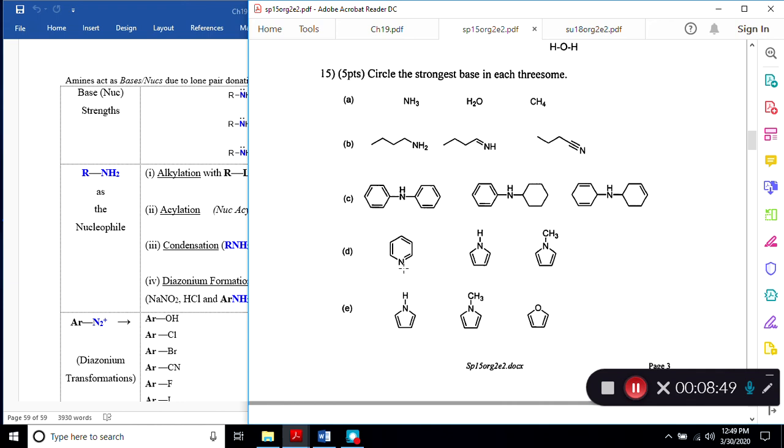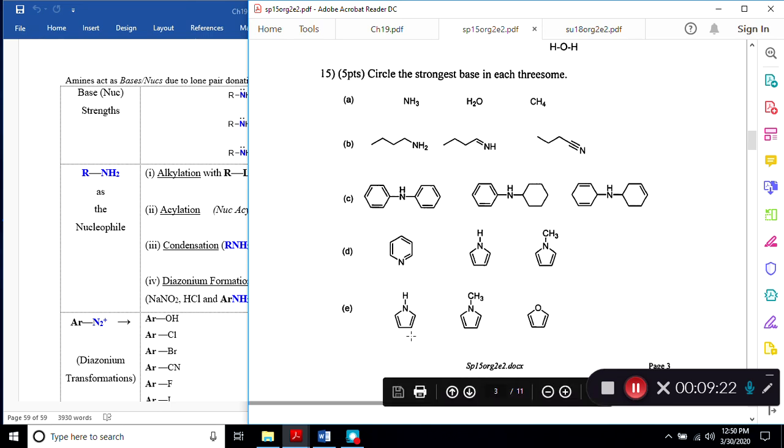Part D, this is a 6-pi aromatic system. The lone pair on this nitrogen is not involved in aromaticity. This is a 6-pi aromatic system. The lone pair is involved in aromaticity for this pyrrole. Next to it, N-methylpyrrole. This nitrogen has a lone pair involved in aromaticity. So lone pair involved in aromaticity, lone pair involved in aromaticity, lone pair not involved in aromaticity. This one is the most basic one.